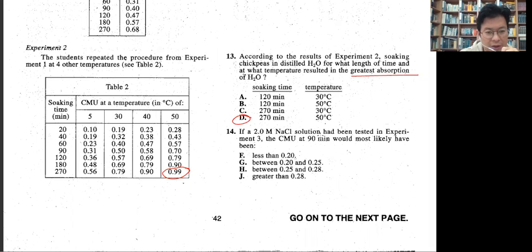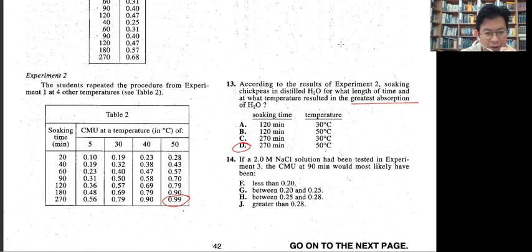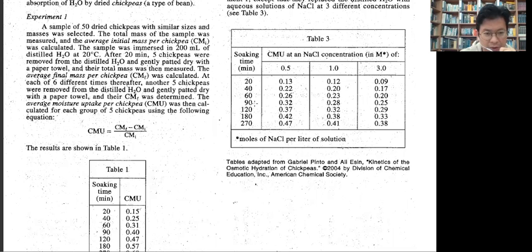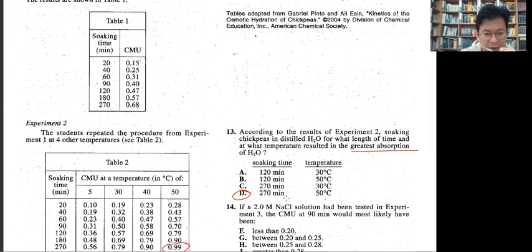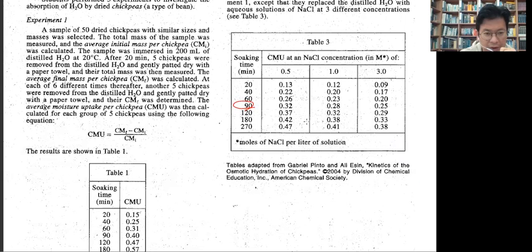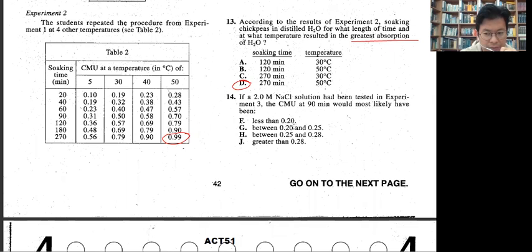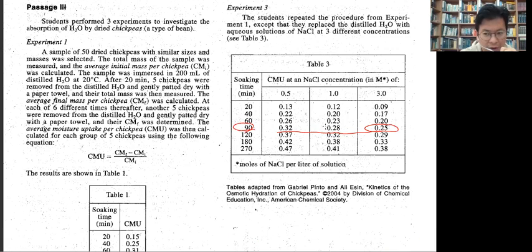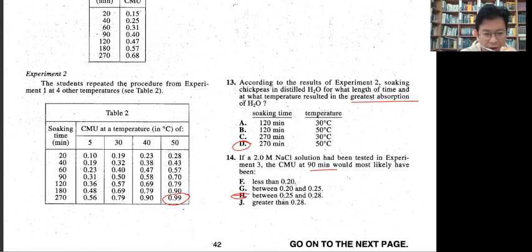14. 2.0 NaCl solution tested in experiment 3. CMU at 90 minutes. CMU at 90 minutes would likely have been between 0.25 to 0.32. So maybe this one, 90 minutes most likely. Yeah. There's 2, which is between these 2. Okay. Yeah.